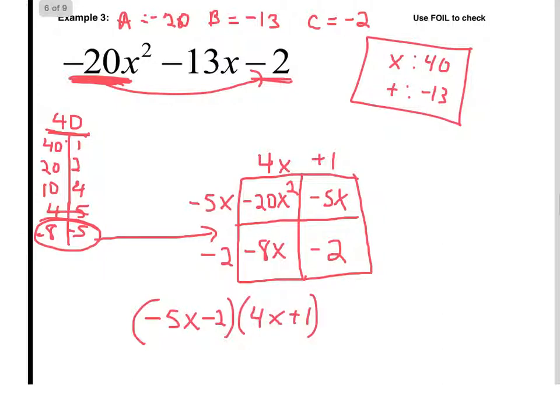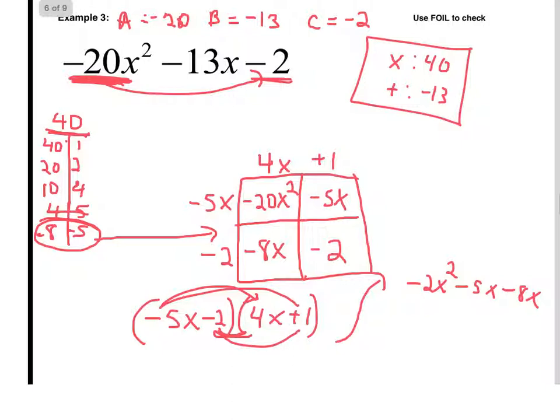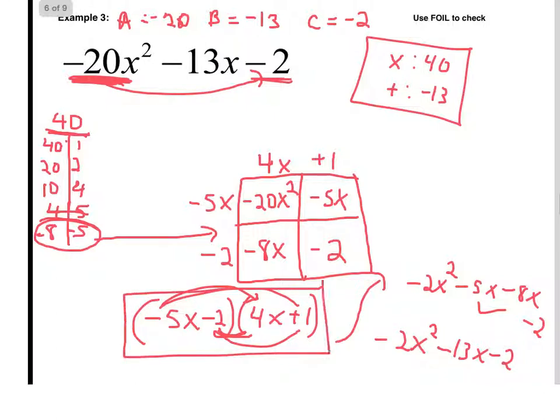And then I can double check and FOIL to make sure that that works. So I will do that here. If I multiply those two together, I get negative 20x squared. And then this times that would make negative 5x. And then these two together would make negative 8x. And then negative 2 times 1 would make negative 2. If I add those middle two terms together, I get negative 20x squared minus 13x minus 2. And that's what I originally started with. So that's a check. And those are my two binomials that multiply.